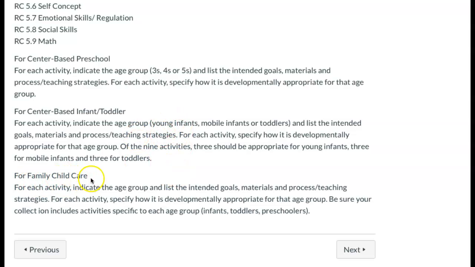And then I don't think we have any family childcare, but if you are, this is what you'll read. And so that is your week 6 explanation on communication.